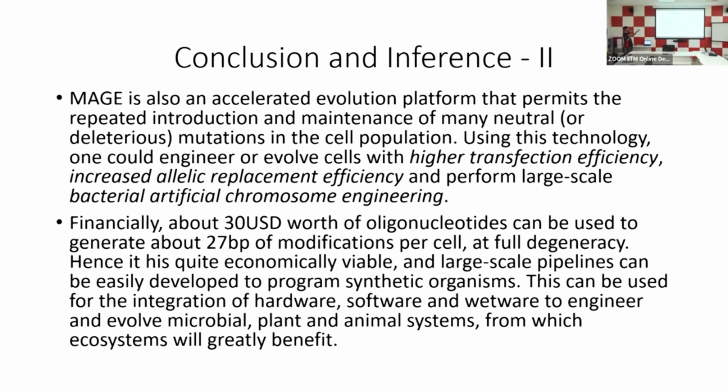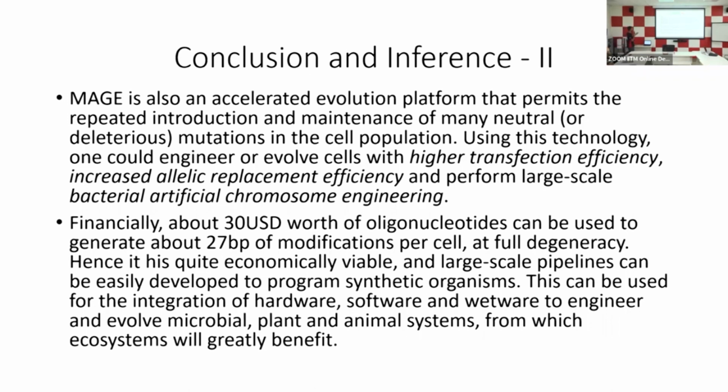So basically, using this technology, one could engineer cells with higher transfection efficiency, which basically is making cells that are naturally competent, in order to engineer them better. Increased allelic replacement efficiency, which is what basically recombineering is, making them more susceptible to recombineering, and perform large-scale artificial chromosome engineering. So basically, on a chromosomal level, if you want to change and optimize some sort of pathway, then you can do this.